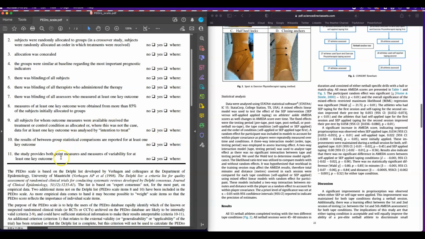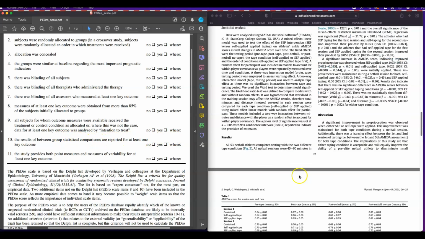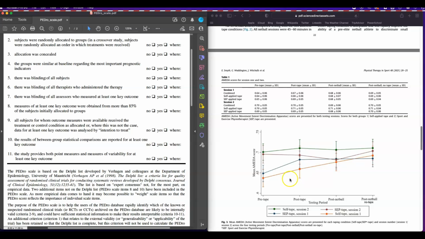And then the last 2 really have to do with statistics and outcome measure reporting. So for number 10, the results of between group statistical comparisons are reported for at least one outcome measure. Most often I go to the research table. And so what we're looking at with number 10 is, did they report pre-post data for at least one outcome? And the answer would be yes. These are the scores pre, and these are the scores post tape, post-netball, and post-netball again with no tape. So we can see that, yes, we have data being reported between the groups.